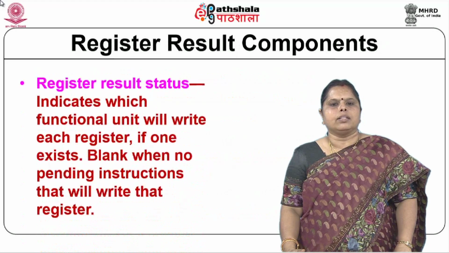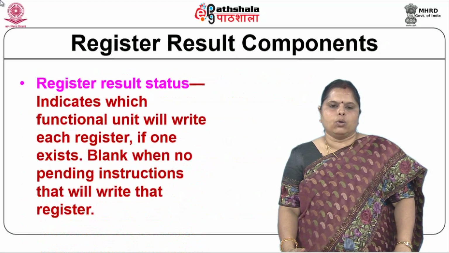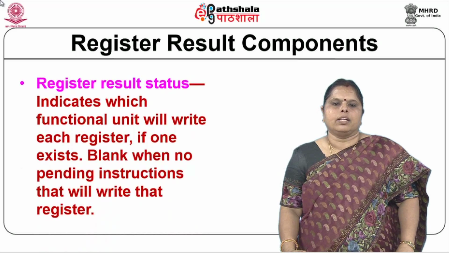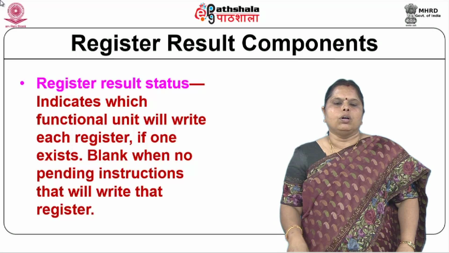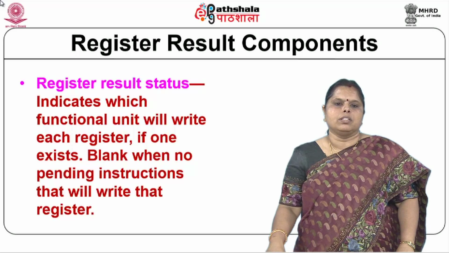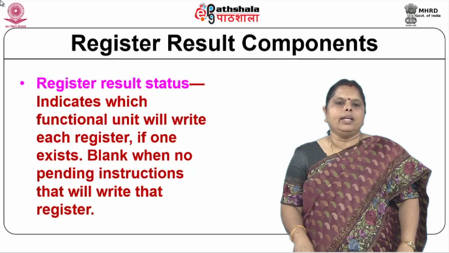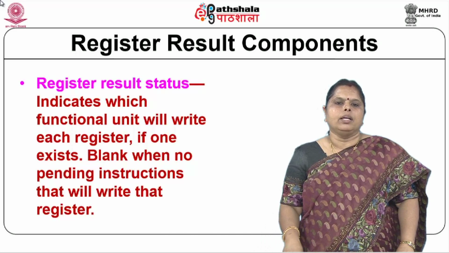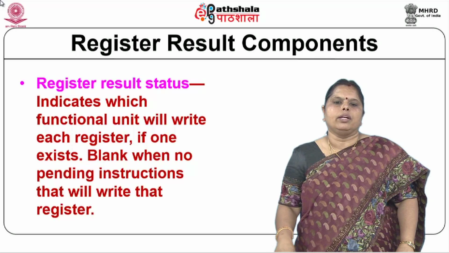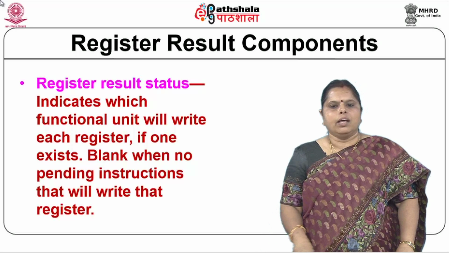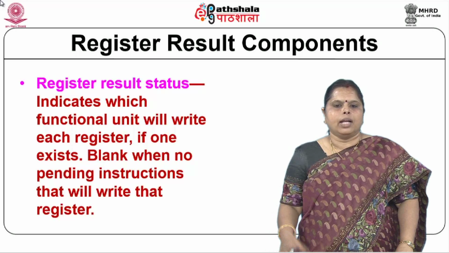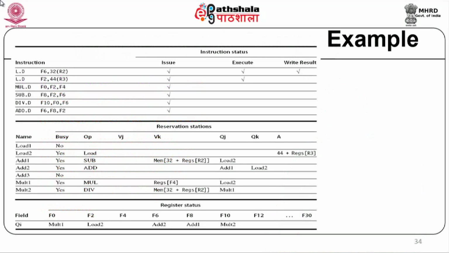The second data structure that is maintained in Tomasulo's approach is the register result data structure, which tells you which reservation station's data is going to write each one of the registers. So, for all the registers, we will indicate which functional unit is going to write into each of these registers. If there is no pending instruction to write to these registers, it will just remain blank, you do not have to indicate anything.